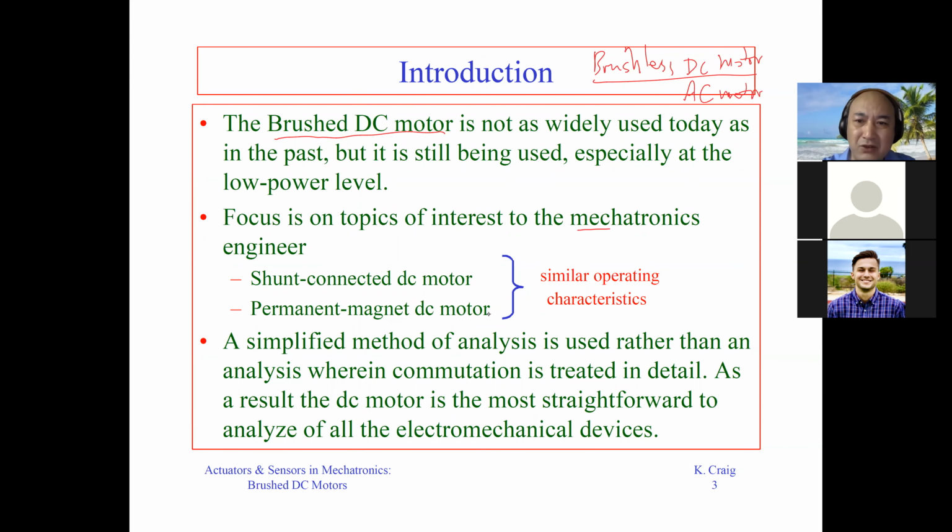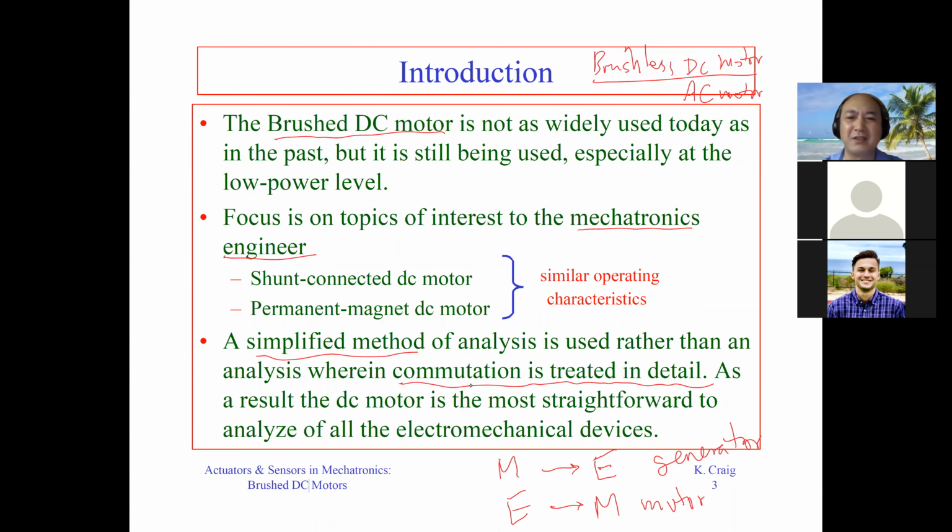For mechatronics engineers, you should know those motor principles, and we use a simplified method for analysis. We are not going to treat the commutation in detail, but we should know the principle. All in all, turning mechanical energy into electrical energy is a generator, generating electricity. From electrical energy to mechanical motion, that's the motor.